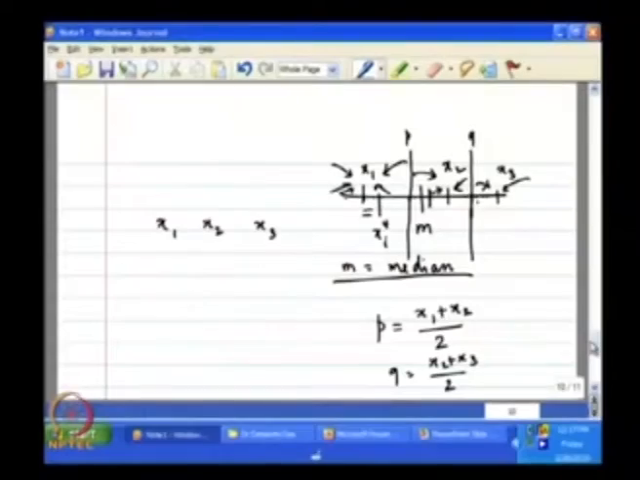Now, this is the setting then. In this setting, the questions that we want to ask are how the candidates will choose the positions that they are announcing, for example, how x1, x2, x3 are decided, and if they have announced their positions, then how the voters are going to vote and who will win, and whether there will be a tie. So, this is the question that we are interested in.